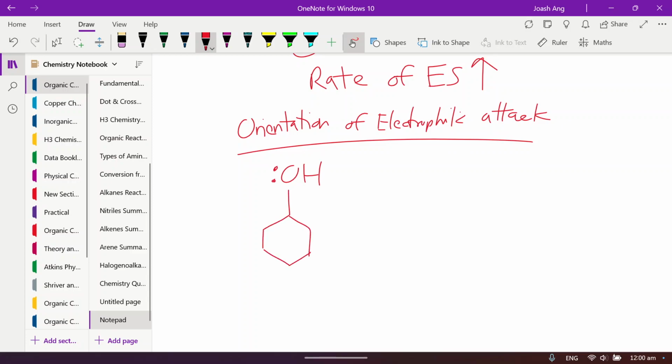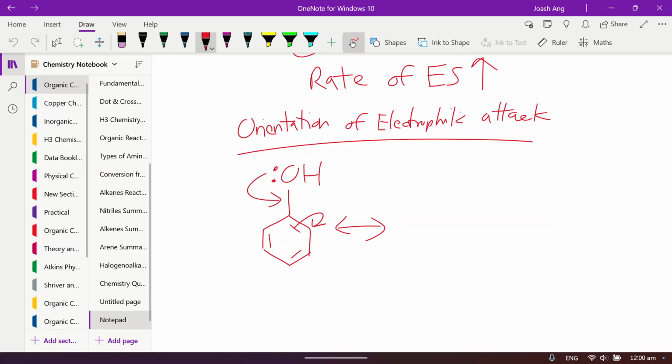Okay, just to clarify this, most of these concepts are actually just to appreciate the concept. So most of the time you don't have to worry too much about this. You just need to concentrate on knowing how to use the data booklet to answer the questions regarding the effect of these groups on the reactivity of the benzene ring.